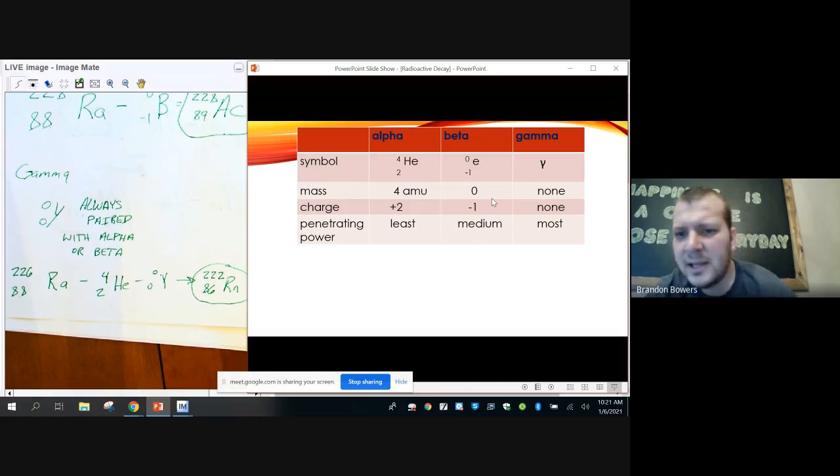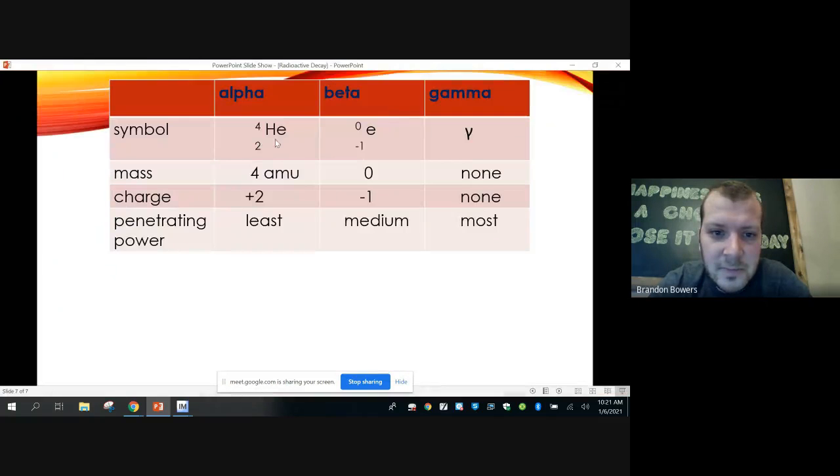Now, if you look at the charge, it's actually pretty interesting because the charge is the number of protons. So in helium up here, you have two protons, which means you have a positive 2 charge. In the beta, you lose a proton. When you lose a proton, you have a -1 charge. Okay, and then there's no mass or charge in gamma.